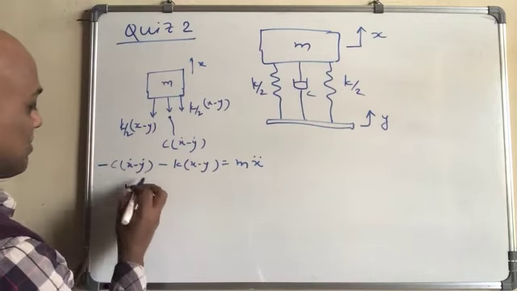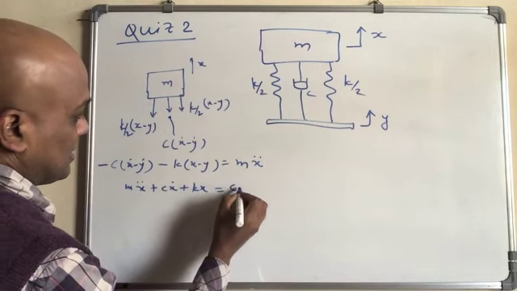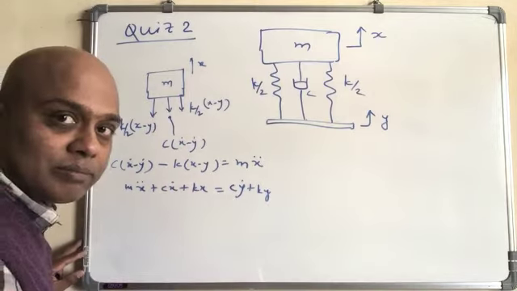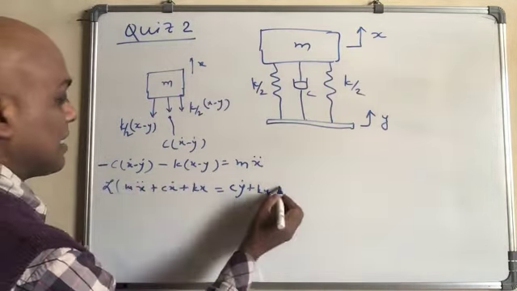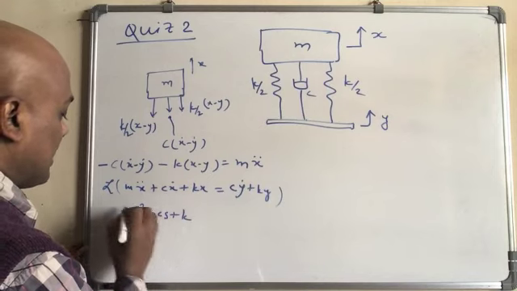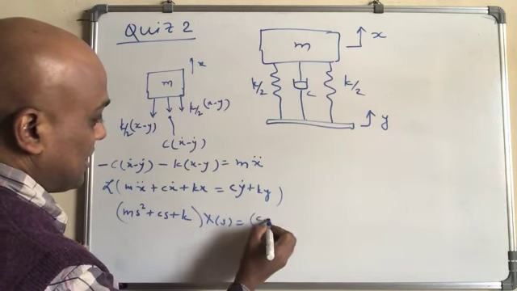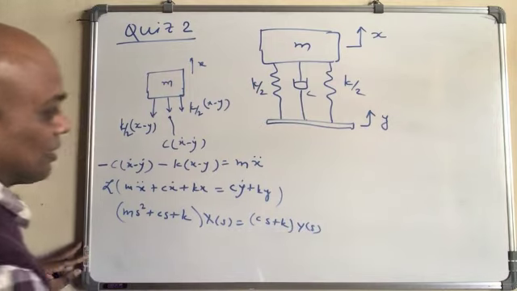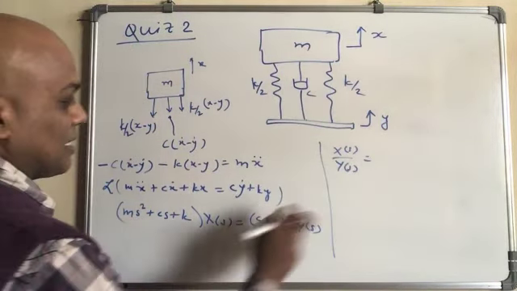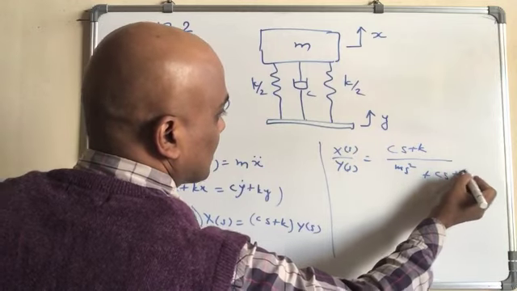So the final equation becomes m x double dot plus c x dot plus k x equal to c y dot plus k y, right? Okay, so this is the governing equation. We are taking the Laplace transform of that, and what we get? We get (m s square plus c s plus k) X(s) equal to (c s plus k) Y(s), and hence the output is X(s) over Y(s), we get (c s plus k) divided by (m s square plus c s plus k).